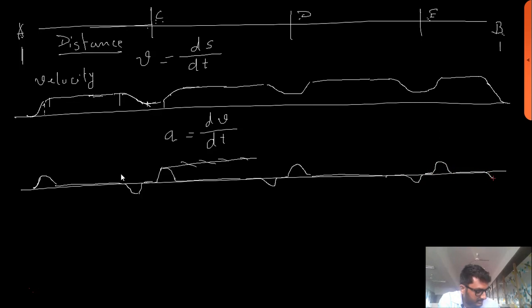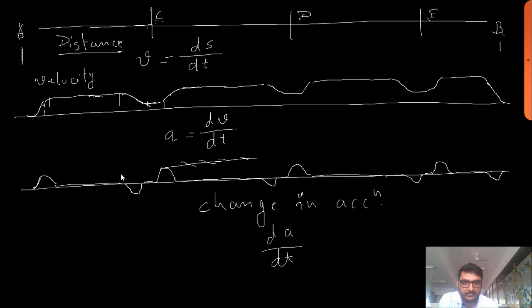And at the last, acceleration will be negative and it will fall to zero. This is the acceleration. If I have to get more information from that, that is, what is the change in my acceleration? I want to find the change in the acceleration that I will get by differentiating dA with respect to time.